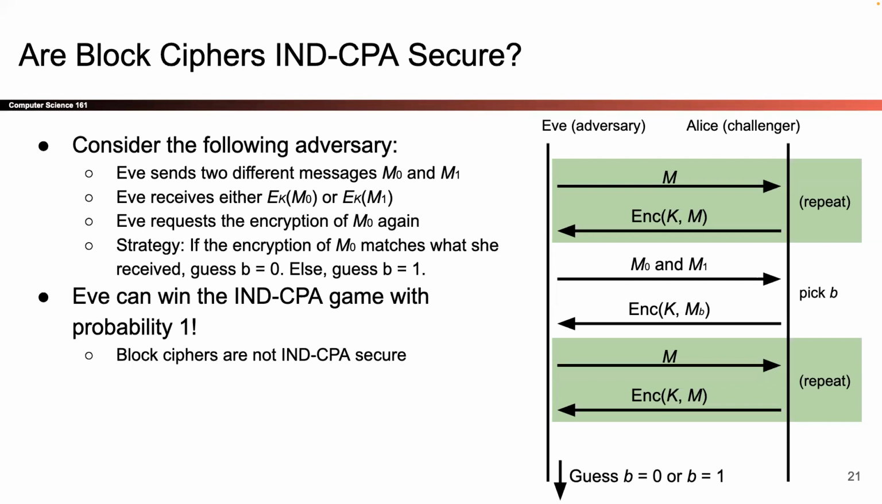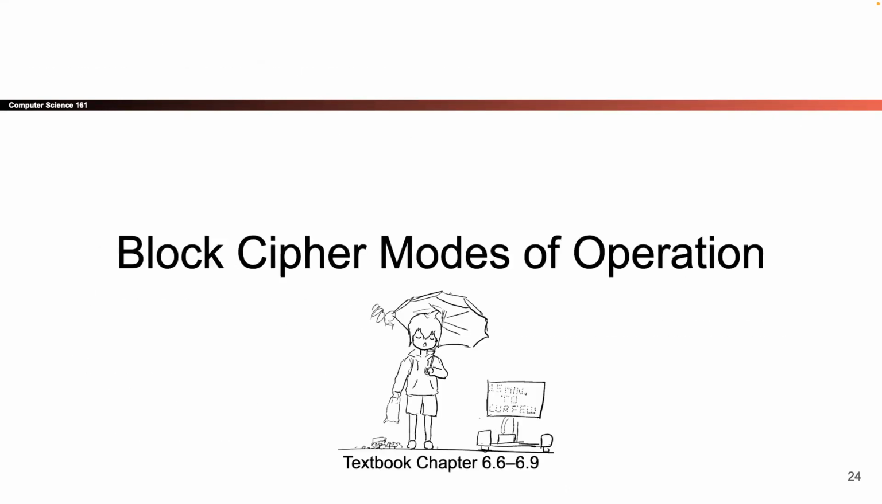The reason, as we saw last time, is that with block ciphers there's no randomness. If you encrypt the same thing 5 times, you get the same output 5 times. So that's what we're going to spend all of today, or most of today, solving.